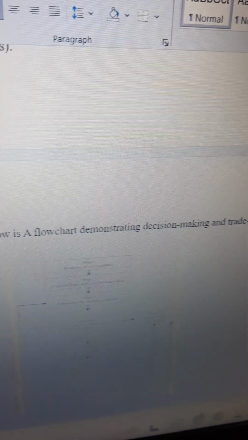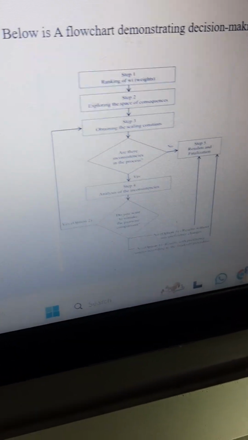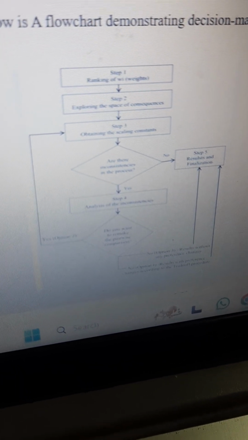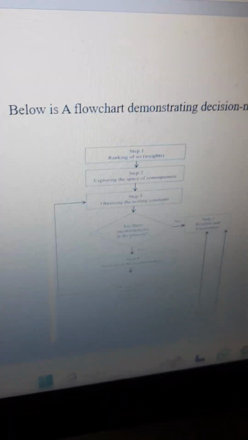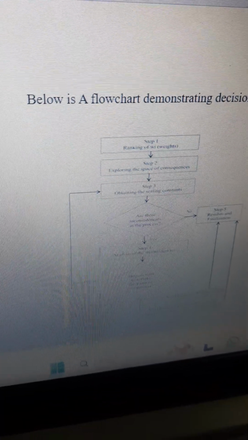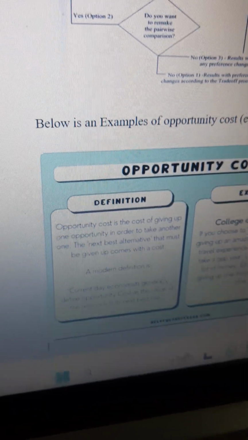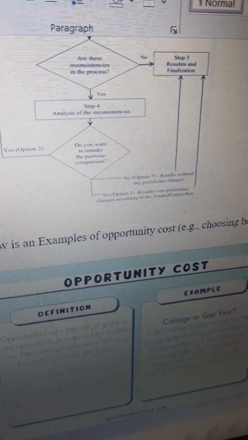Below, under the visual poster, we are also going to indicate a flow chart demonstrating decision making on trade-offs, which shows step by step the ranking. Step number 1, 2, and 3, up to where it indicates the inconsistency in the process. This is another poster that will boost the knowledge and understanding of the learner when it comes to economic problems.